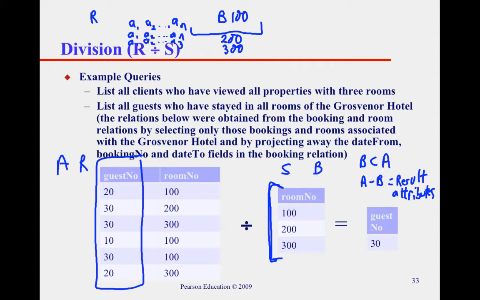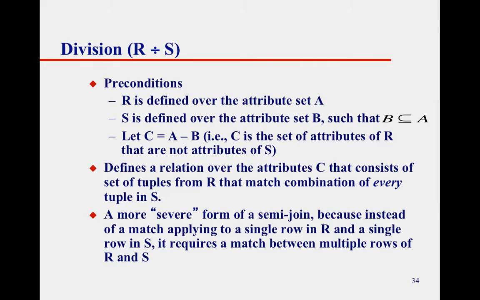It's almost like a more restrictive version of a join. Instead of just matching one tuple in the other relation, you have to match every single tuple in the other relation. Okay, so this is simply what I told you.